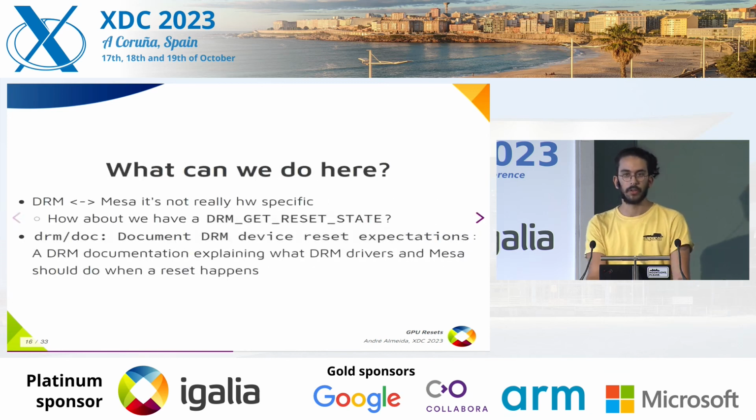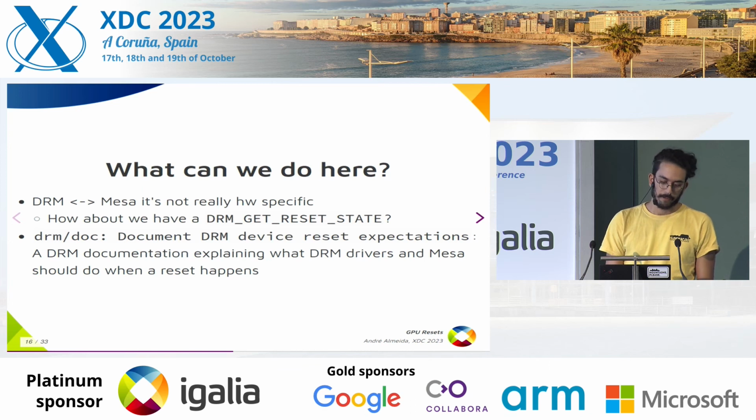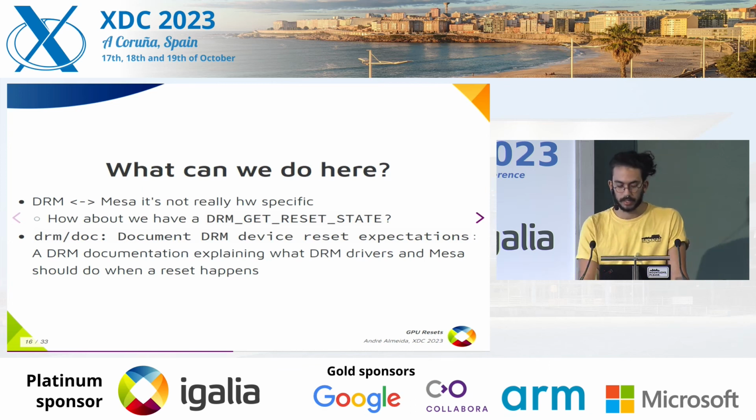So what can we do here to improve the situation? DRM and Mesa are not really hardware specific, so we could have something in common. This would help because right now, both on the kernel side and the Mesa side, for dealing with resets, everyone does something completely different. So it's hard to have common code. If you find a bug, you need to check the drivers to see if they have this bug or not. Common code is usually a good way to go here, but we can't have that right now.